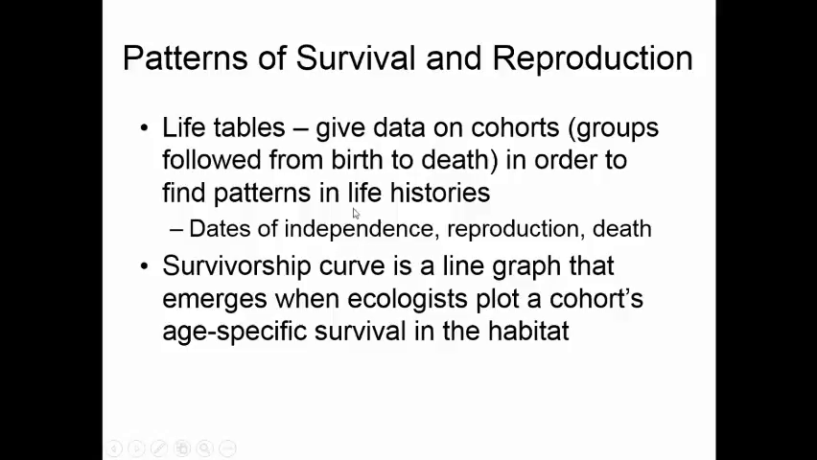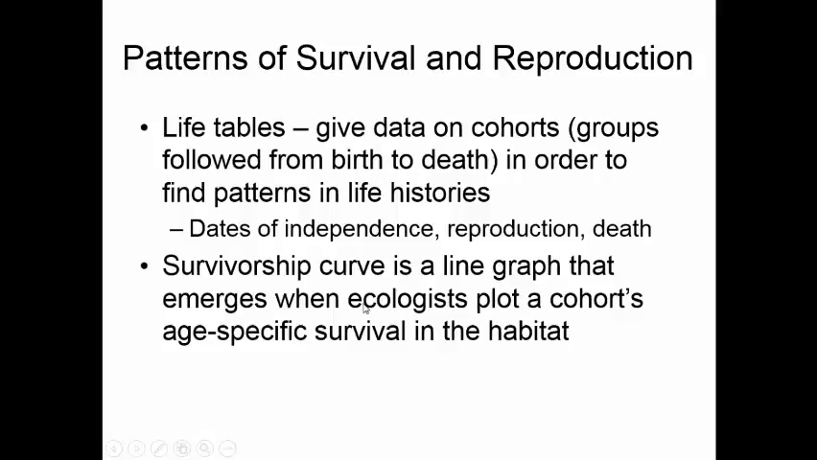So you can have dates of independence, when you become mature. When does that happen? It's happening later and later and later now. People are staying home with their parents longer than they ever did before. Reproduction, when do people start having kids? I didn't have kids till I was in my 30s. And then people dying. How late are they dying? So are you expected to die in your 70s, in your 80s, that kind of thing.